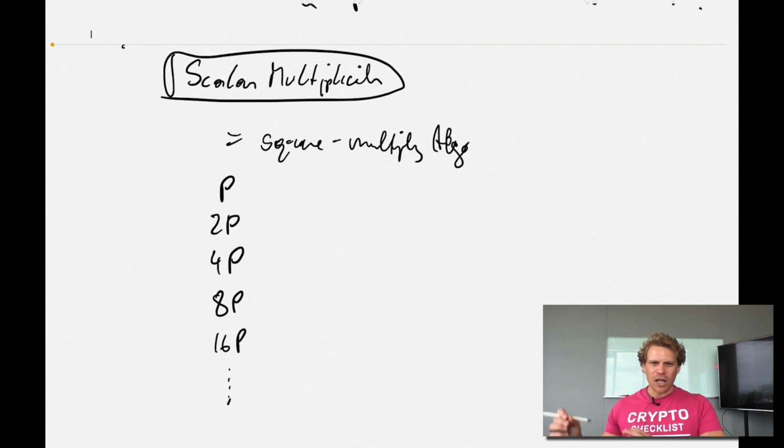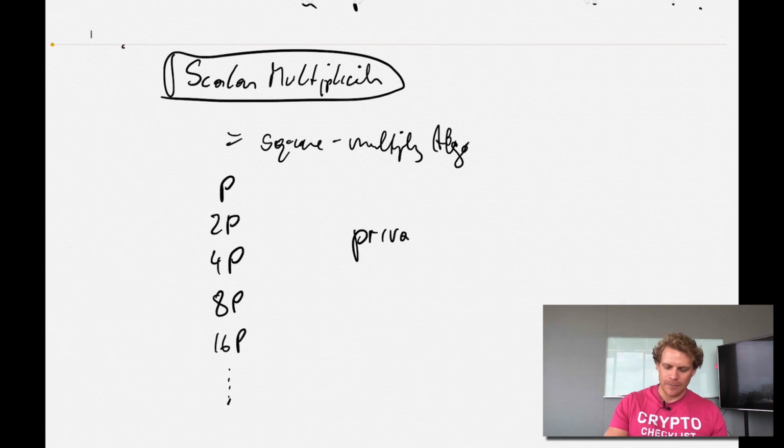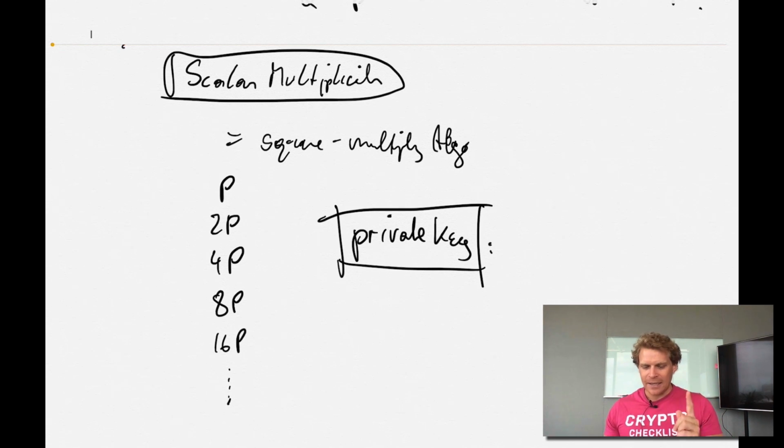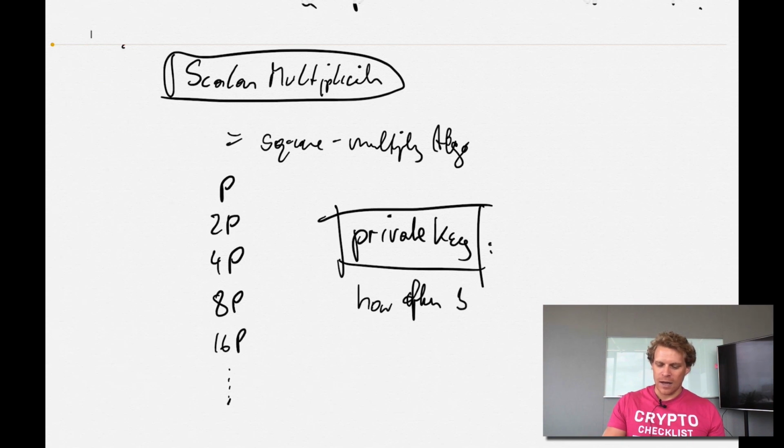So with just a couple of calculations, I can get to any point on this curve, because I don't need to calculate every single point. I can calculate directly where I want to go, as long as I know the exact amount, the same thing as spending money. And now this is where we're starting. Basically, we have this private key. And the private key is how often I add the generator point to itself.